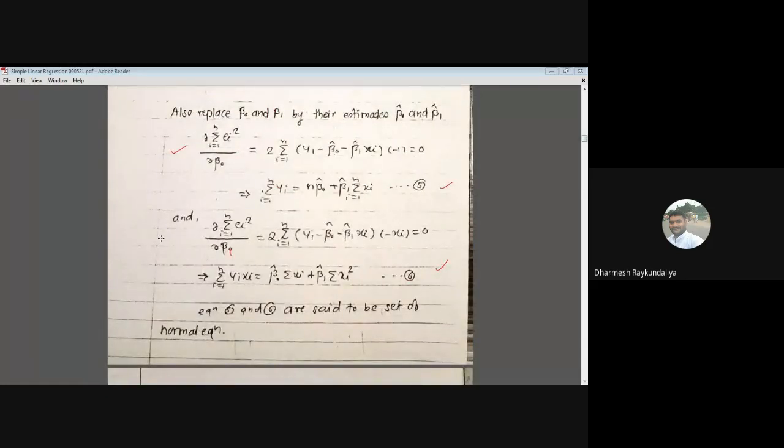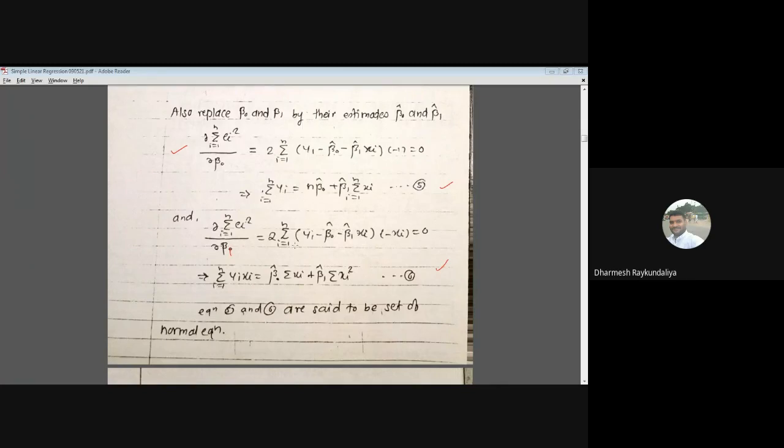See, this is the first normal equation. What is that? It is summation yi equal to n beta 0 cap plus beta 1 cap summation xi. So that is what we got. Summation y equal to this, and the difference is 0. So this is nothing but the summation yi cap, and that's why we wrote summation yi minus yi cap, which is summation ei equal to 0.